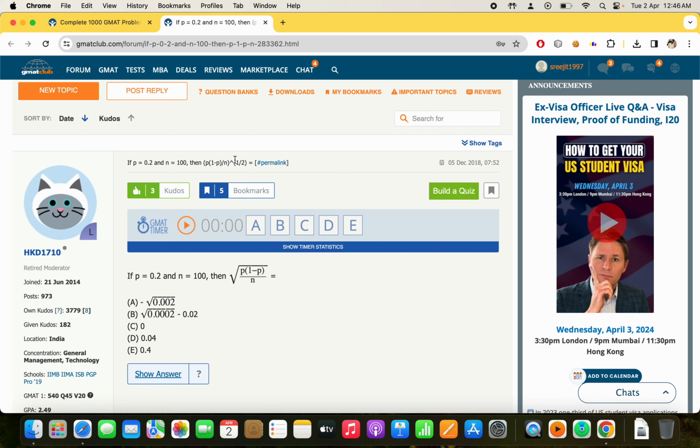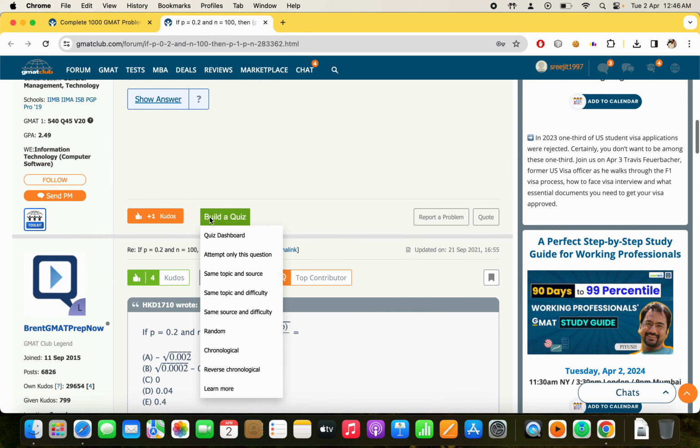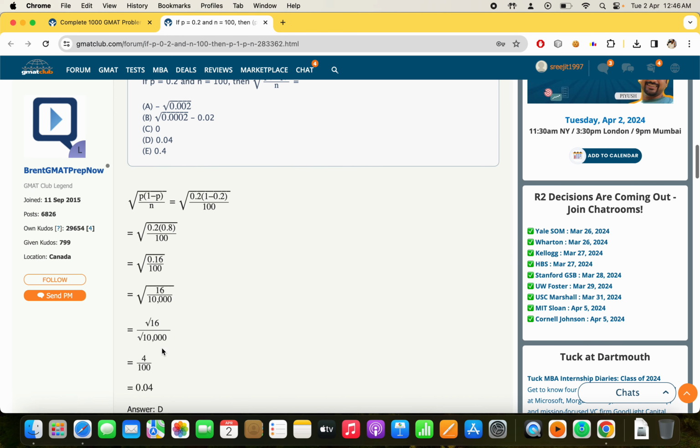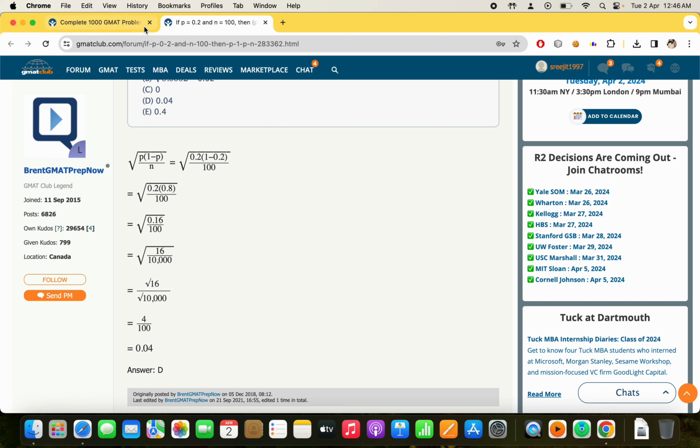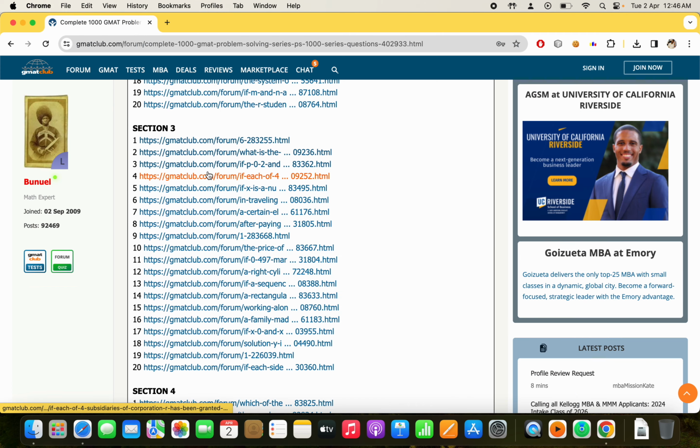So 0.4 after square rooting it, and in the denominator there is another 10. So 0.04 will be the answer. And yeah, I think this is quite simple to solve. Moving on to the fourth question.